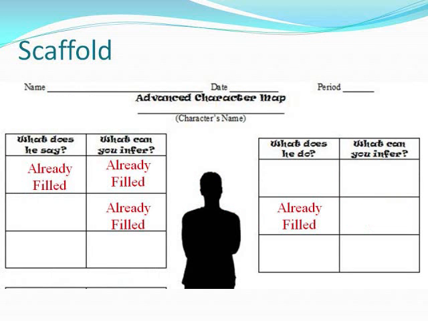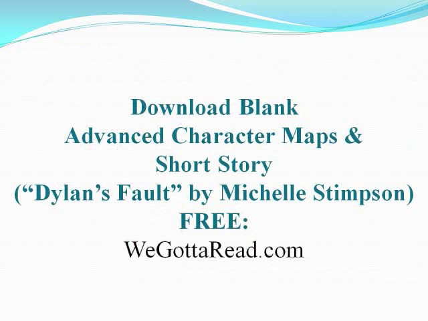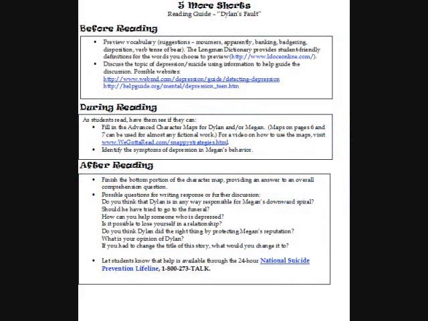To scaffold this graphic organizer, you might have some sections already filled in to help guide student responses. Again, if you would like to download the male and female versions of this character map, as well as the short story, they are available for free download. Please note that the story Dylan's Fault deals with the sensitive matter of teen suicide. A complete reading guide, which references information and resources to help students become more aware of this issue, is included as well.